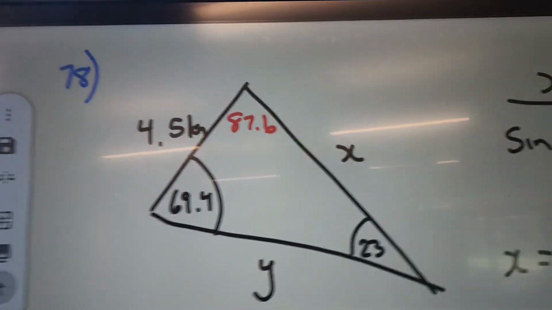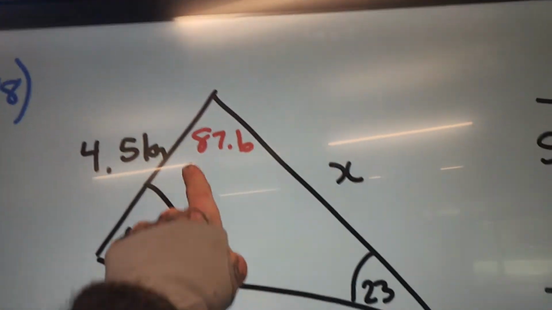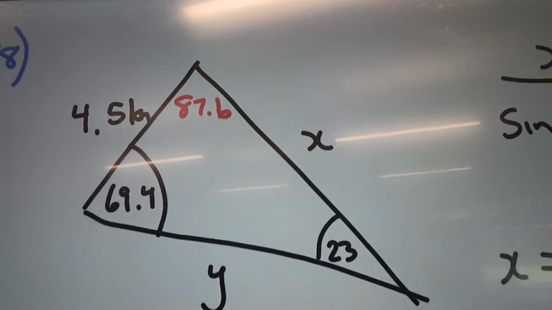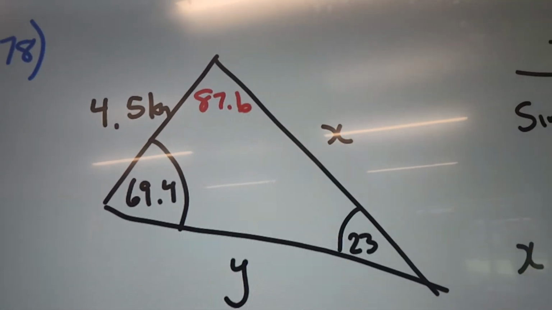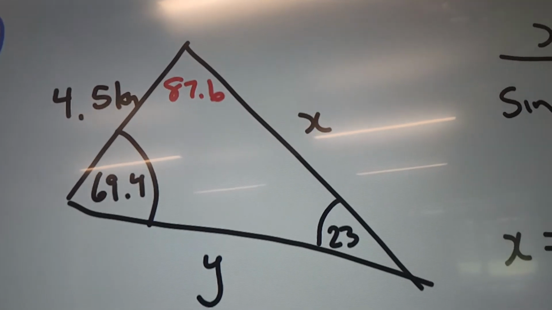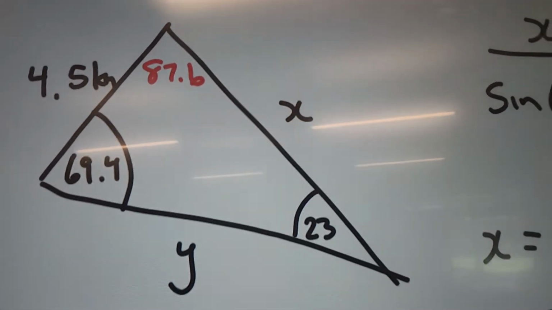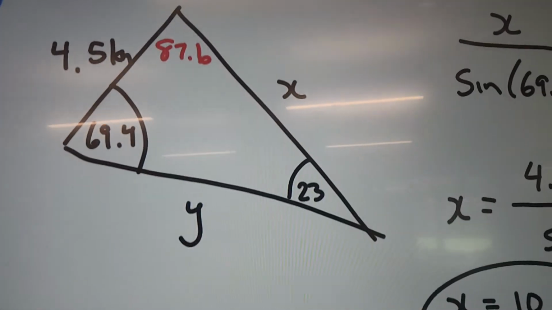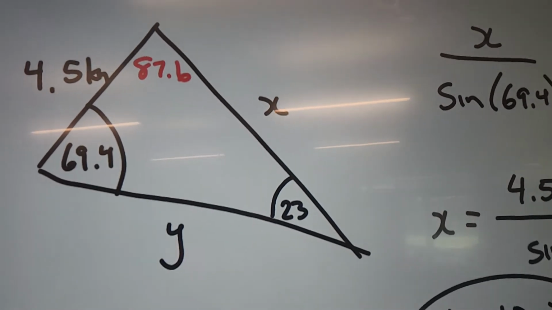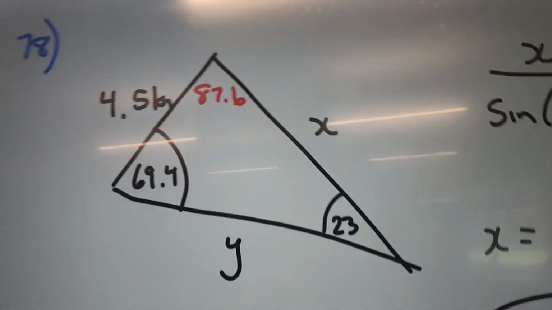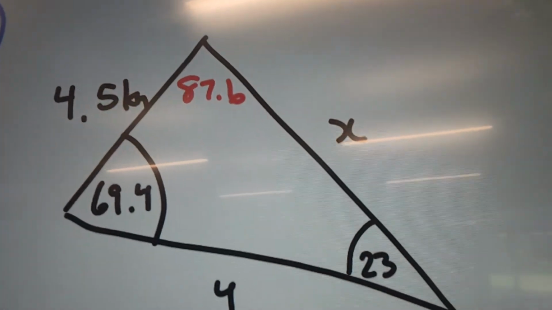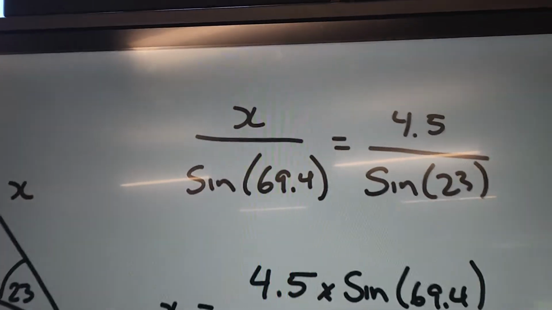It's the one with the bicycles. Now we're going to pretend that 87.6 isn't there yet, and we found that by simply subtracting the 69.4 and the 23 from 180. Because regardless of the size of the triangle, how many degrees in a triangle? That's right, 180. All right, so first we found the side length x with the following setup.